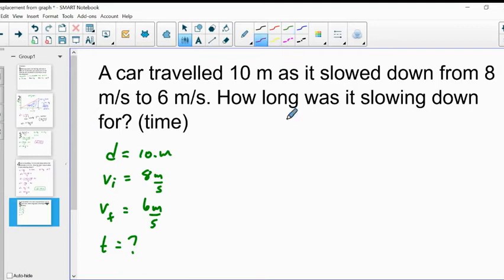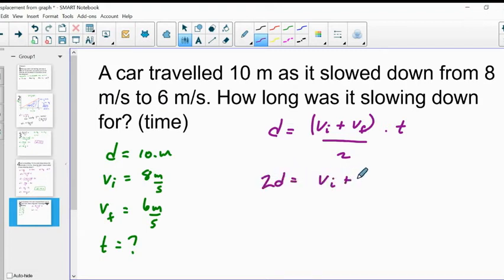So we're going to go back to our original equation. We know that our distance was the initial velocity plus the final velocity divided by 2 multiplied by time. So what we need to do now is a little bit of algebra here to manipulate things. So the first thing I'll do is I'll get that 2 up top. And so I'm going to say that 2d is my vi plus vf multiplied by t.